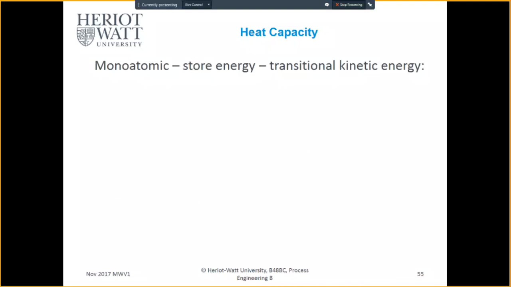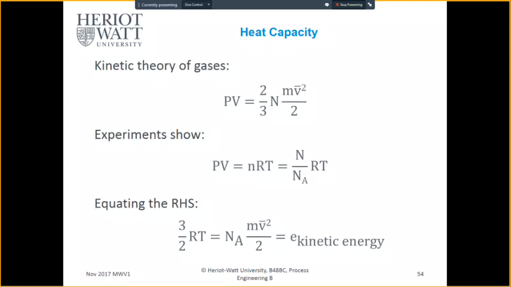So for monoatomic gases, the store of energy is translational kinetics. So it's all about the movement of those monoatomic particles. It doesn't come down to rotation, how they rotate, and I'll get back to that in a second. So the internal energy for that monoatomic gas is Avogadro's constant multiplied by the kinetic energy, and hence the internal energy equals 3 over 2 RT. It's from the previous equation.